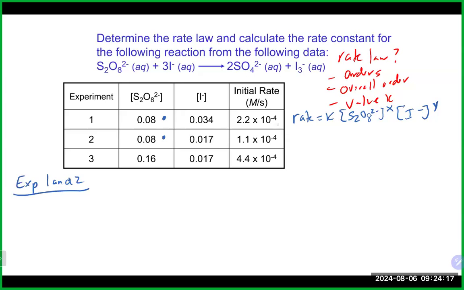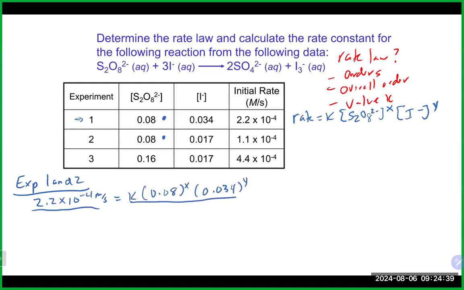So putting in our values, I'm going to choose experiment 1 here because it has the larger rate to put up on top. So again, I'm just going to put everything from experiment 1 up on top. And again, we're just going to fill in our normal sort of thing here. For experiment 2, we're going to put everything on the bottom there. X, 0.017 to the Y. Once again, we're just going to do the math. So that should give us a 2.